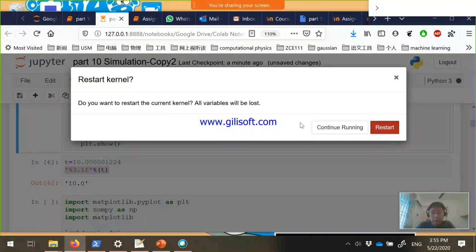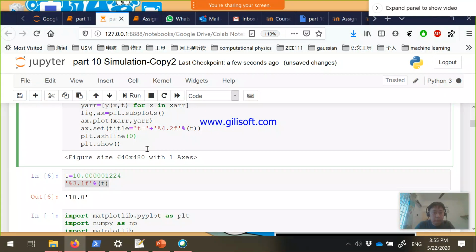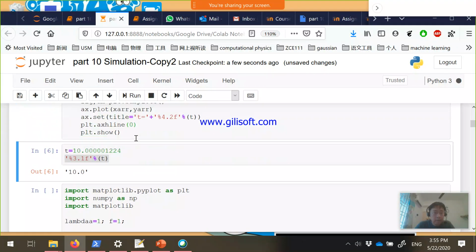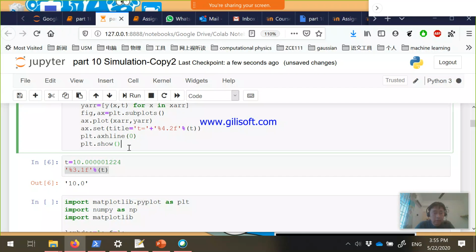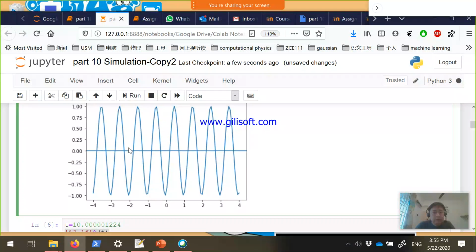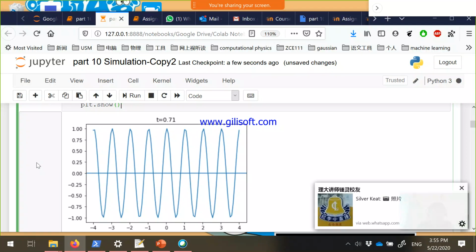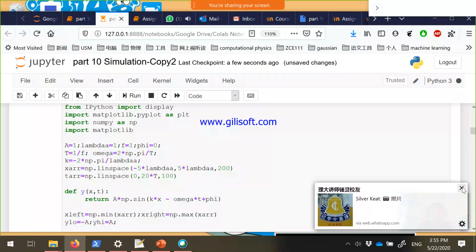Restart the kernel and then run it again. Okay, it's taking some time to run it. It's still taking some time to generate. Okay, so now it's ready. Okay, so this is very similar to the one that I gave you in the sample.